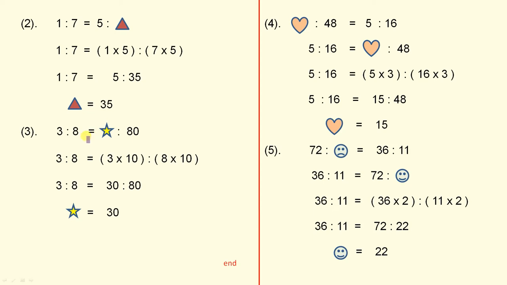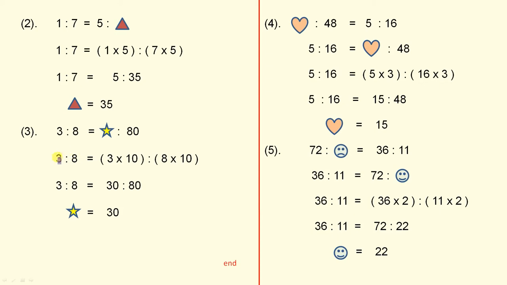Number 3. 3:8 equals the star is to 80. We went from 8 to 80. How did we do that? We multiplied that term by 10. So that's what we have to do. We have to multiply both of those terms by 10. So each of them has to be multiplied by 10 to give us the second ratio.